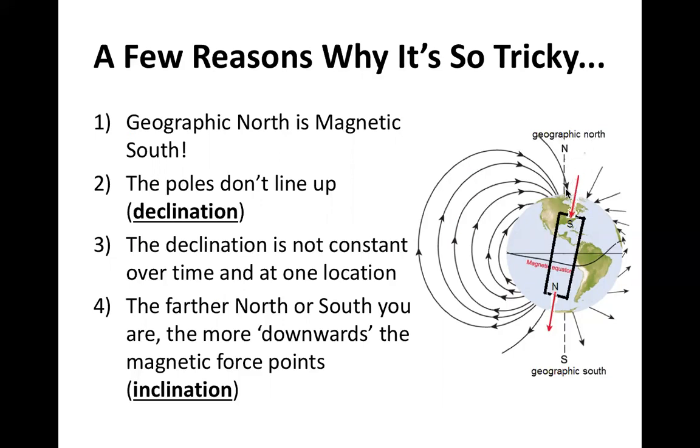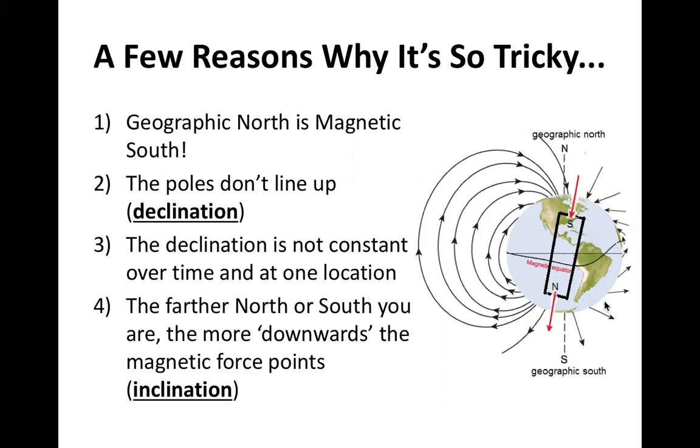So we've got the geographic north. Geographic north and geographic south have been defined based on Earth's axis. So Earth spins along this axis. But compared to that axis, the magnetic bar magnet poles are tilted. So the poles don't line up. The magnetic pole and the geographic pole don't line up exactly. There's that angle of difference, and this difference is not constant over time and it's based on your location.